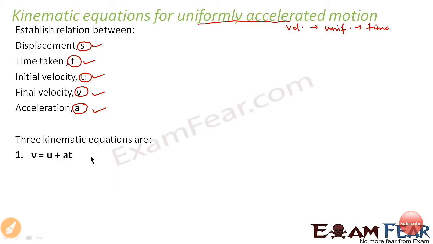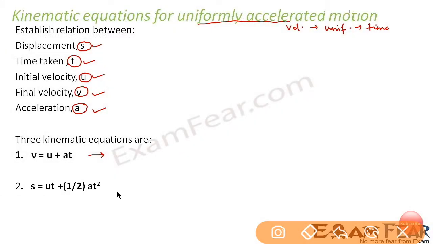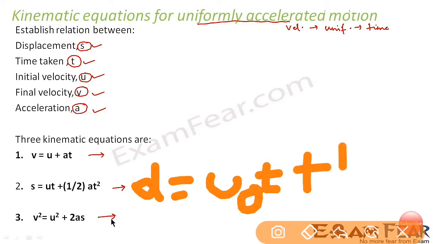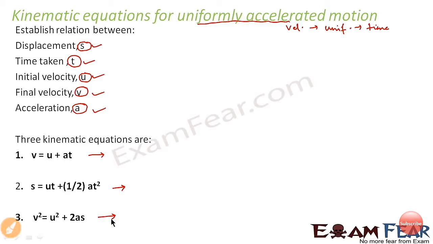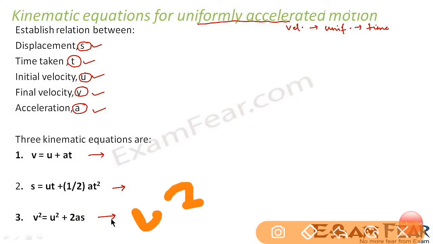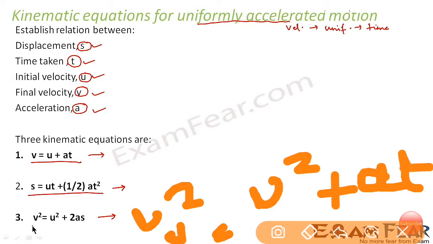Now let us start. The first kinematic equation is V is equal to U plus AT. The second equation is S is equal to UT plus half AT square. And the third equation is V square is equal to U square plus 2AS. These three equations are very important and you should practice them so hard that you get used to them. Learn these three equations and keep them in your mind: V is equal to U plus AT, S is equal to UT plus half AT square, and V square is equal to U square plus 2AS.